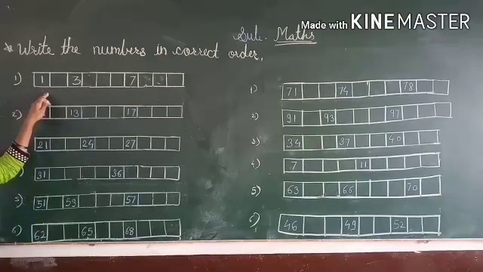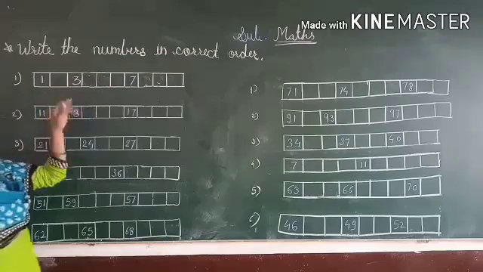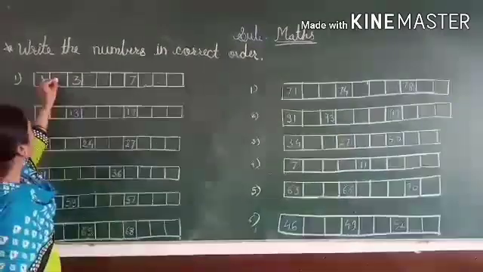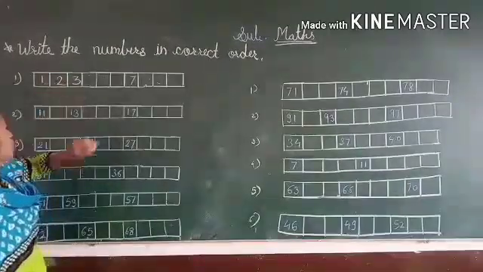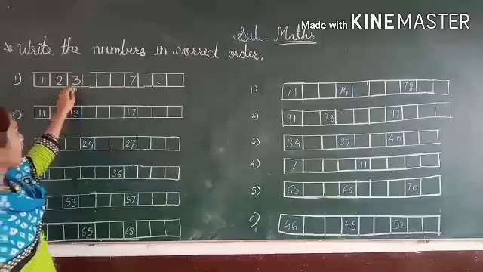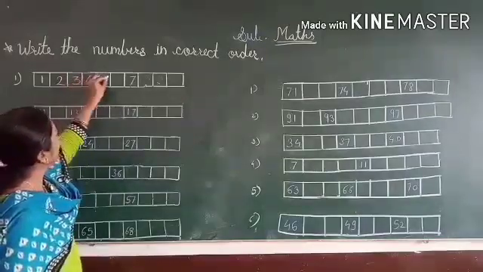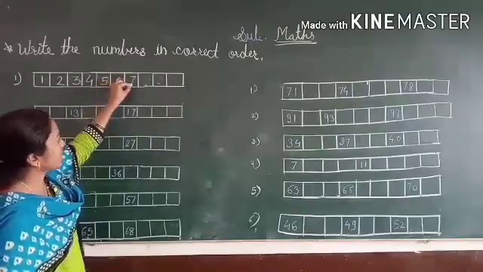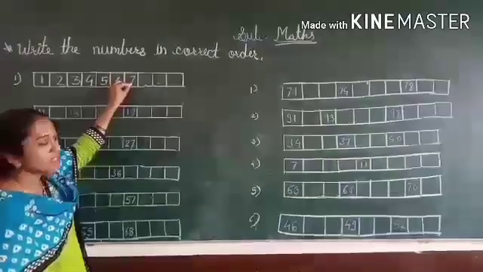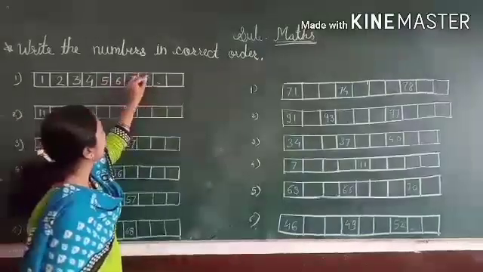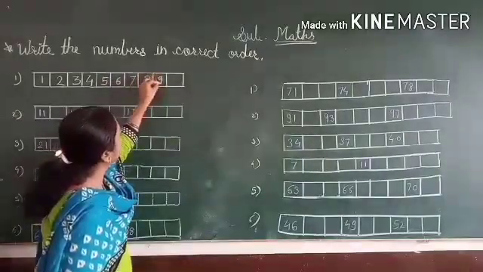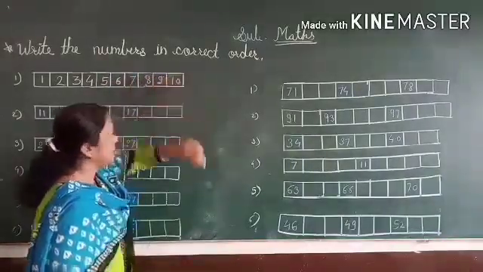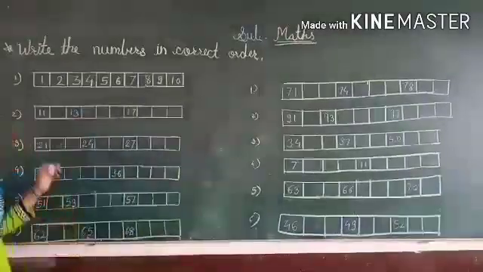After one, which number comes? Yes, 2. So you have to write here number 2. Then 3, 4, 5, 6, 7. And after 7, yes, 8, 9, and 10. Look at the second sum.